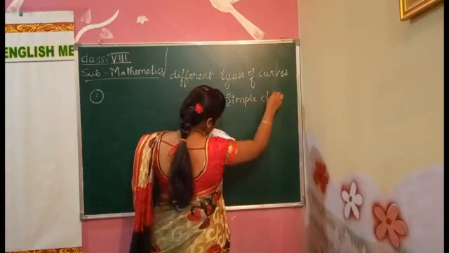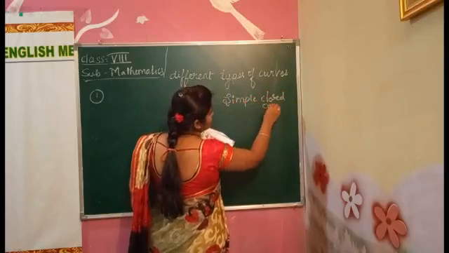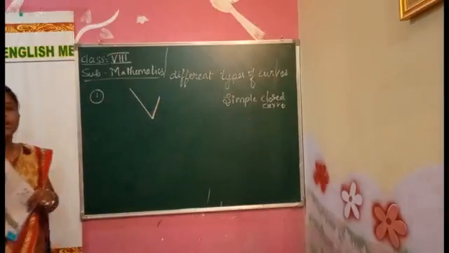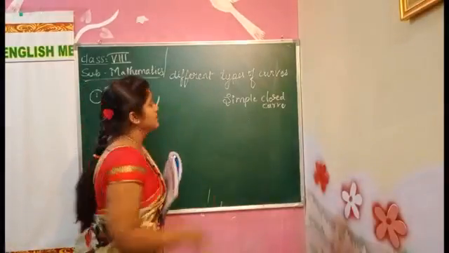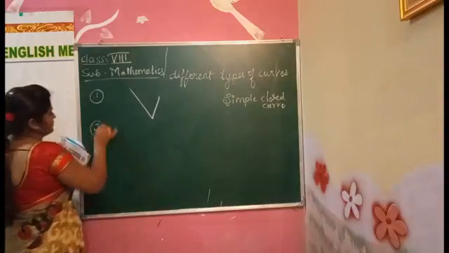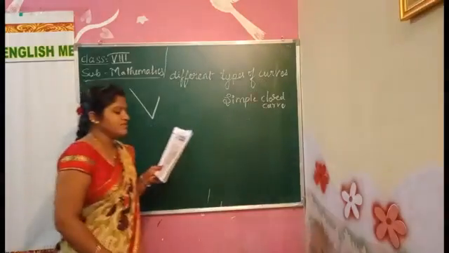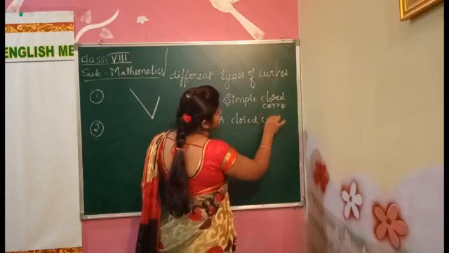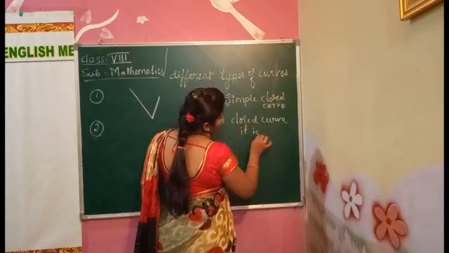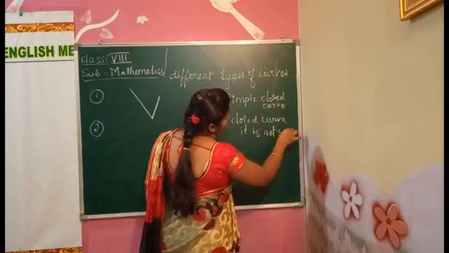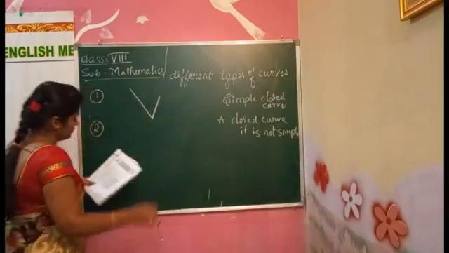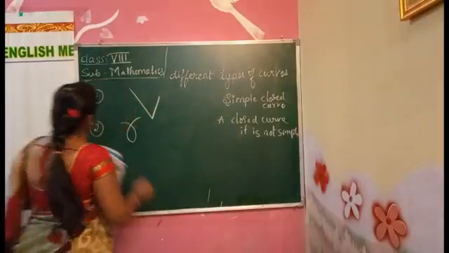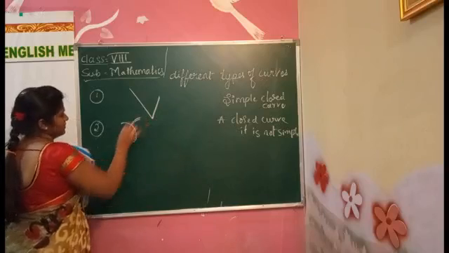Simple closed. Okay, simple closed curve. It will be like this. Without lifting the pencil, we are drawing. That is called a simple closed curve. Next one, a closed curve that is not simple. It is a closed curve, but it is not simple. Yes, it is a closed curve, but it is not simple. Here also we are not lifting the pencil.